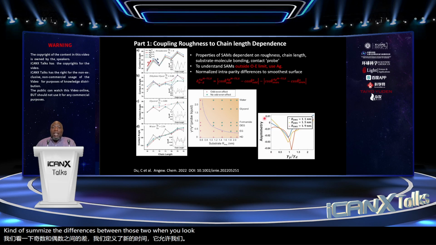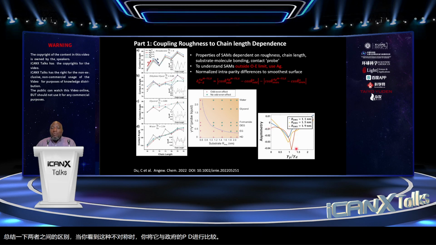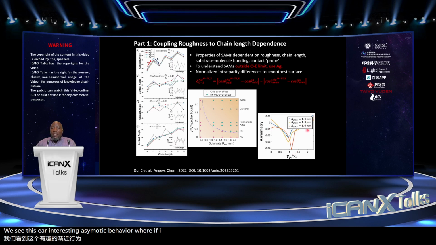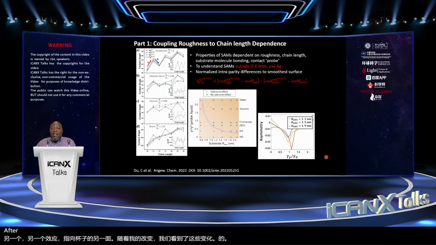And when we look at that asymmetry and compare it to gamma P, gamma D, we see this really interesting asymptotic behavior, where if I have an RMS of about 1.9, I get a double dip in the property, meaning that there's something dominating the behavior on one side of this gamma P, gamma D, and another effect dominating the other side of that curve. And we see these changes as I change the roughness of the surface.